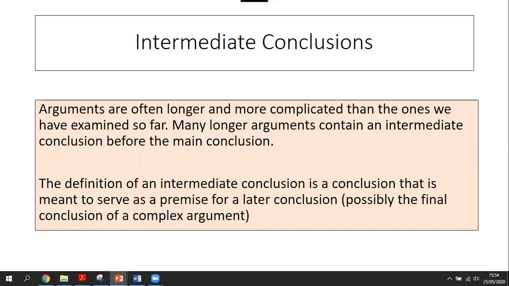So the definition of an intermediate conclusion is a conclusion that is meant to serve as a premise for a later conclusion, possibly the final conclusion of a complex argument. Now, when I say complex argument, in higher philosophy, the only complex argument you need to worry about is the kind with intermediate conclusions. And you'll only be asked to present arguments with intermediate conclusions either in standard form or as serial argument diagrams, which is what we're going to have a look at later on. Not in this lesson, but later on in the course. So let's have a look at an example.